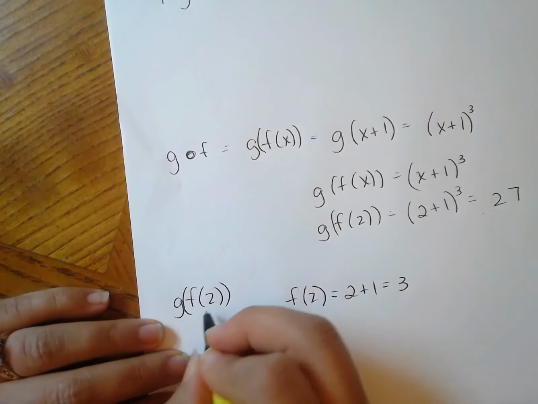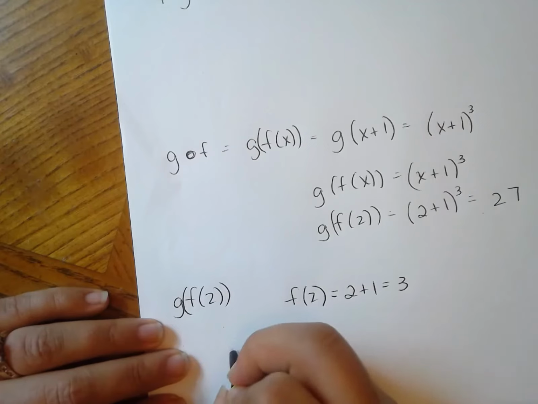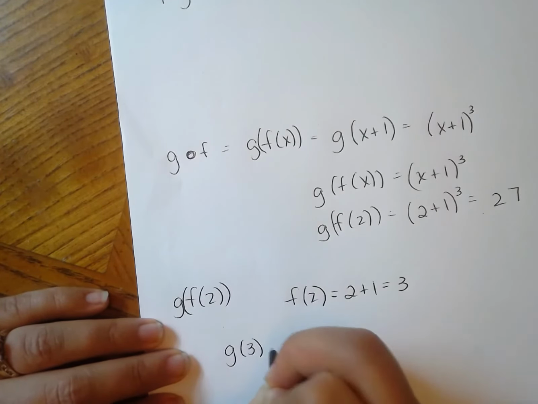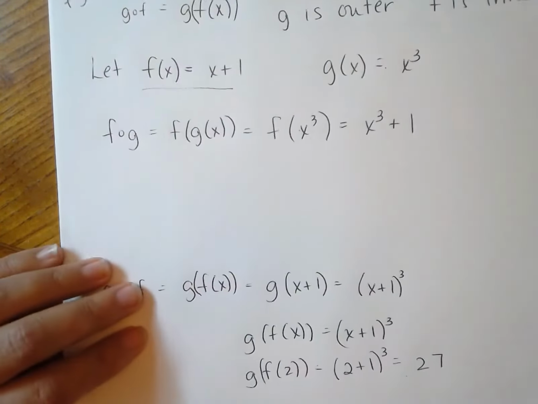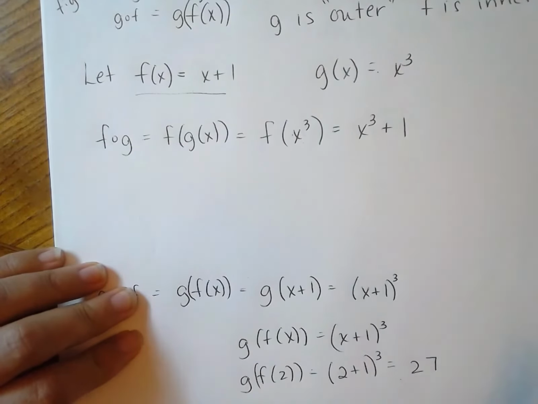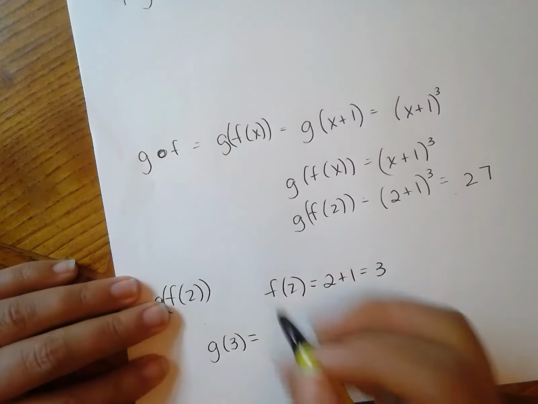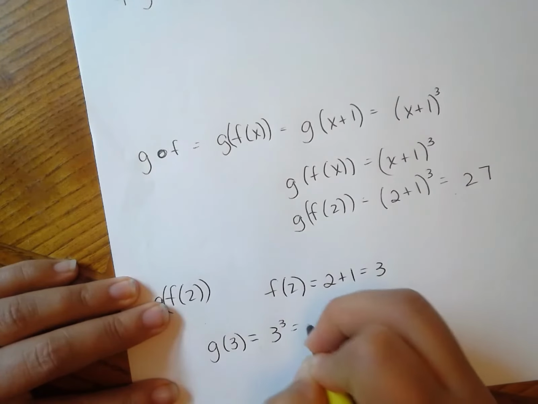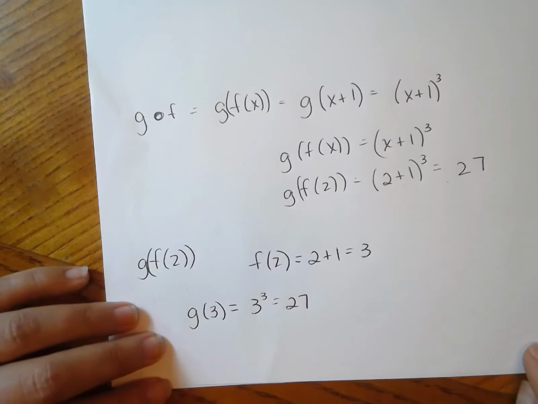So then now I'm going to replace f of 2 with 3. And then I have g of 3. Okay? Again, g is this x cubed. So when I plug in 3, I get 3 cubed, which is 27. Right? So I get the same thing.